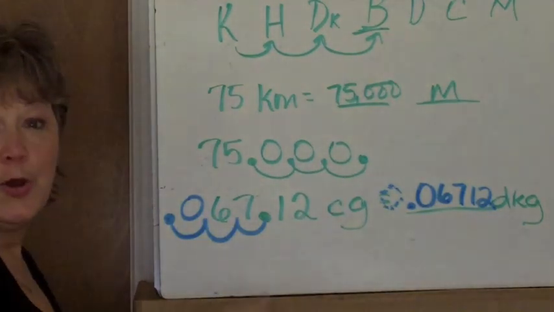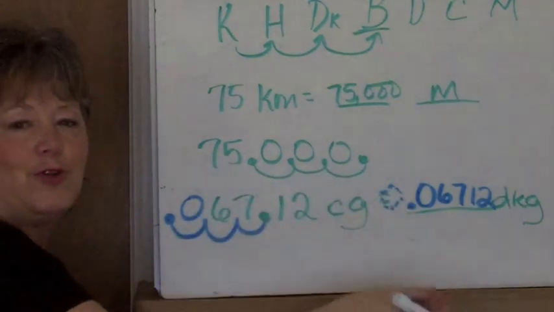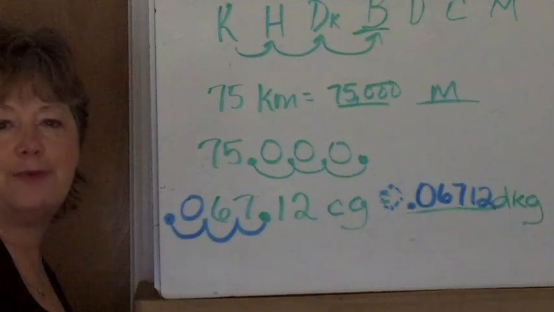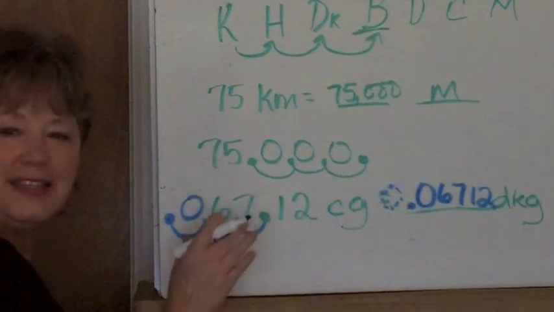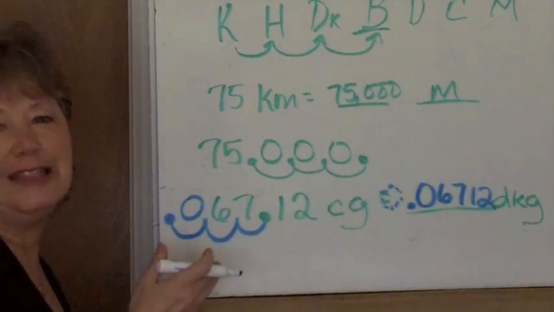So all we did was, instead of doing all that multiplying and dividing, we simply moved our decimal point. You may need to come and watch this a couple of times before you begin, but this is part of what makes the metric system so very easy when you convert.